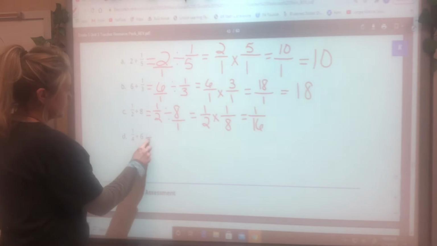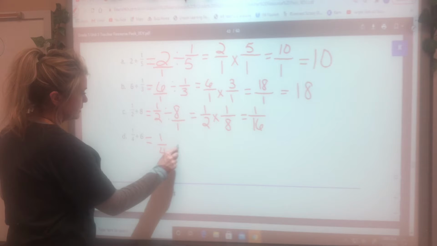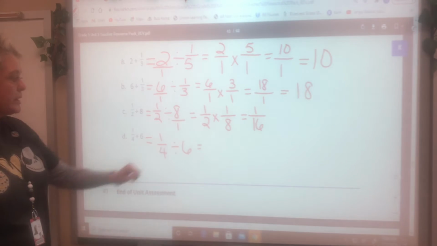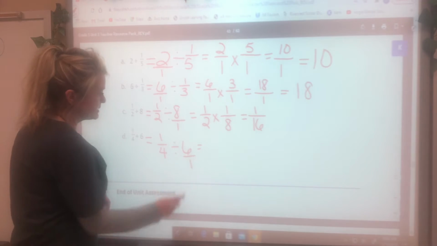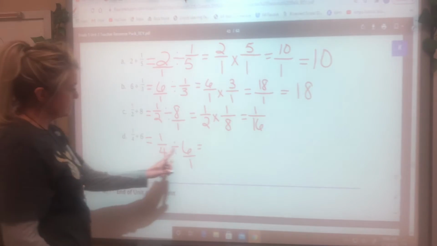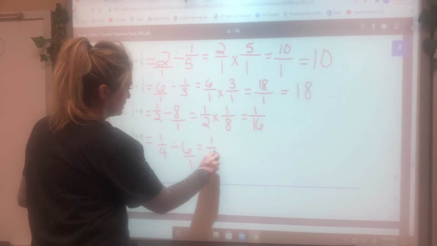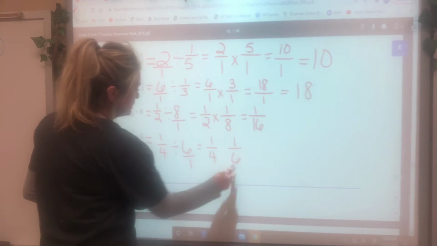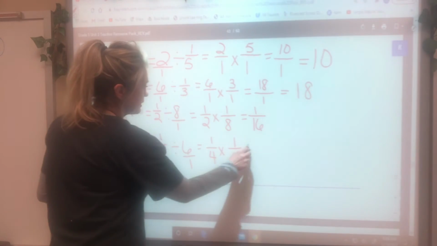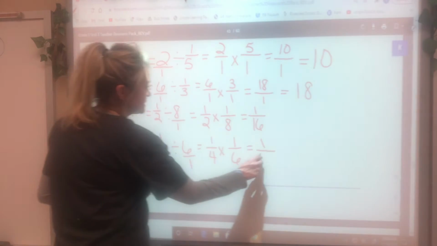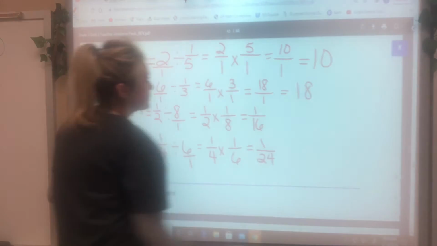And the last one, 1/4 divided by 6. We make the whole number a fraction by placing it over 1. When we're dividing fractions, we slide over the first. We flip or get the reciprocal of the second, and then we multiply. 1 times 1 is 1. 4 times 6 is 24.